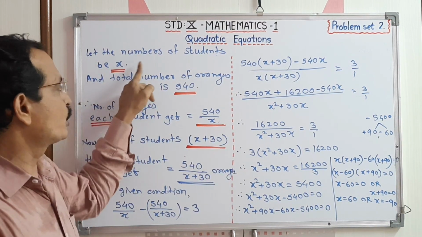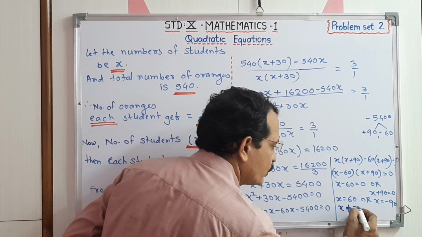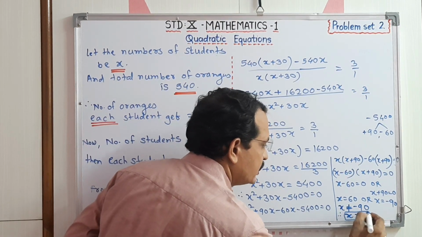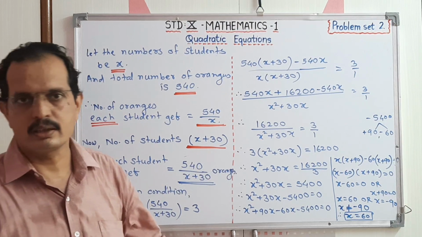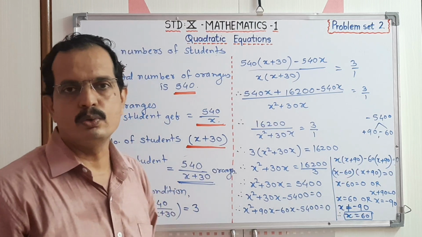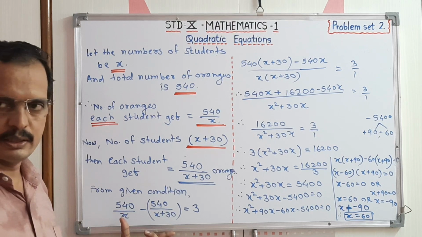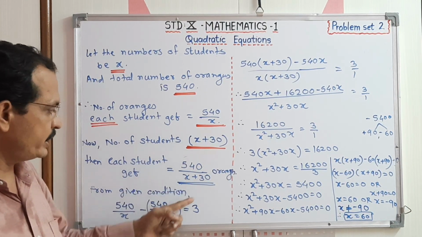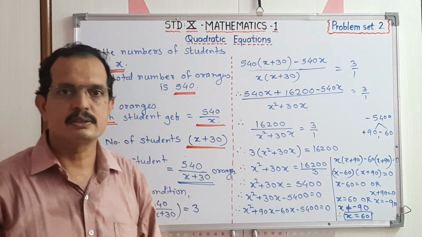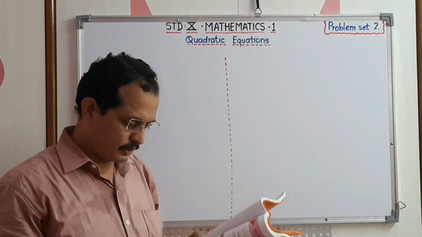What is x? Number of students. Therefore x is not equal to minus 90. Therefore we got here x is equal to 60. Therefore you have to write the final answer in words, that is number of students is equal to 60. Dear student, try to understand how to write this equation. The difference between these two is 3, and by using this we solve this. Let's see the next sum, that is the 14th one.